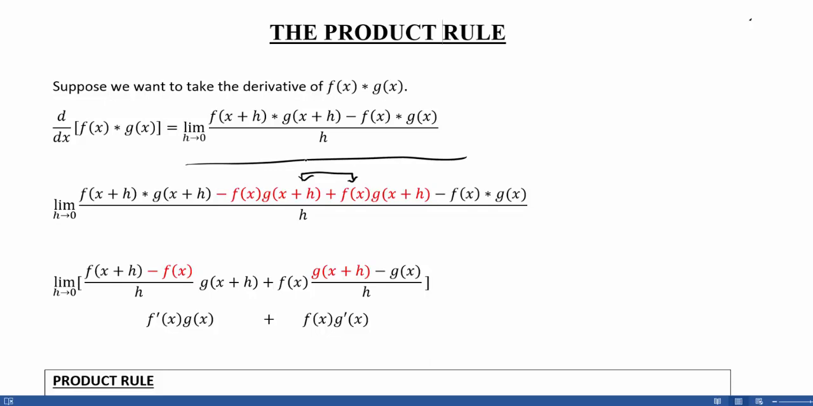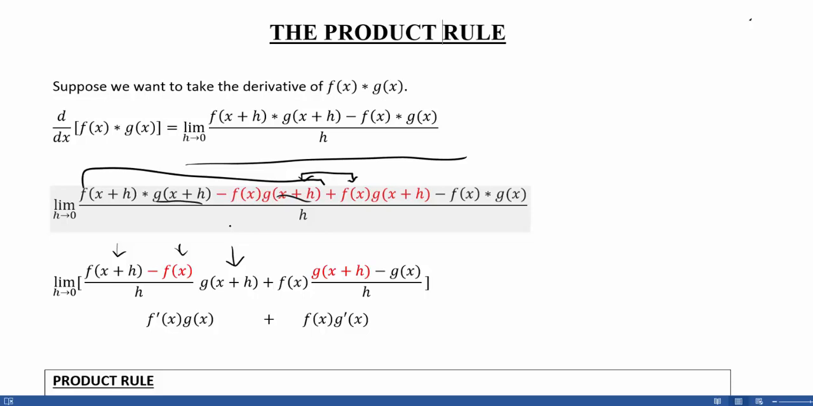I want you to notice the first two terms in the numerator. Here, both of these terms have a g of x plus h. So I'm going to take that g of x plus h and factor it out. If I factor out the g of x plus h from both terms, I'm left with f of x plus h minus f of x over h, all times this g of x plus h. So there's the g that I factored out. Now, I can split this up into two different functions here because they both have the same denominator.